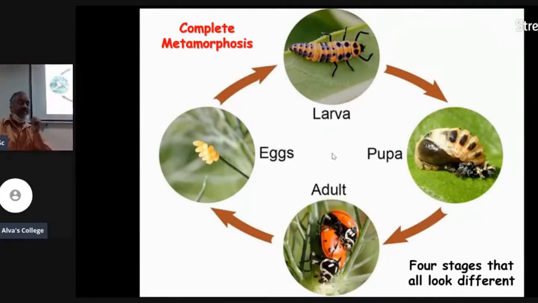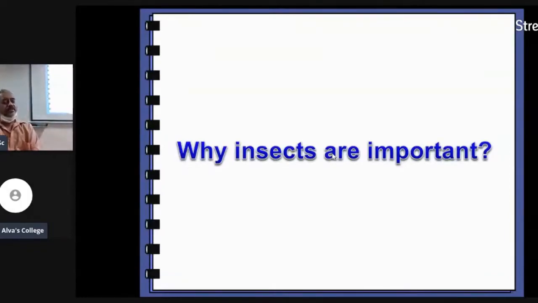For example, the butterflies. Very good examples are butterflies. Very good examples are moths, beetles. So these are the examples of the complete metamorphosis insects. Now, friends, I have just given a glimpse of the important orders of insects, because time does not permit us to deal with all the 30 orders of insects.